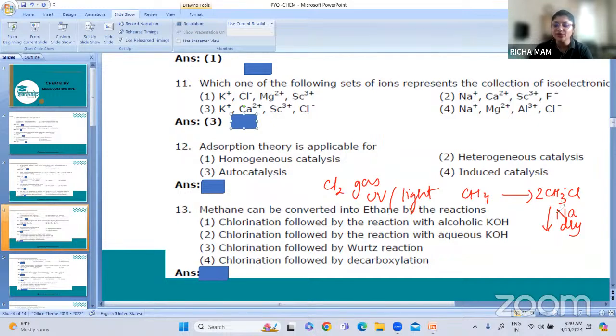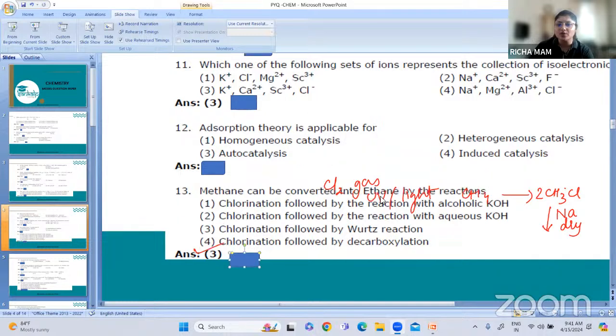So we are going to do chlorination followed by Wurtz reaction. So option number 3 is the answer. Who all have answered as option number 3? Yes, it is correct. Very good.